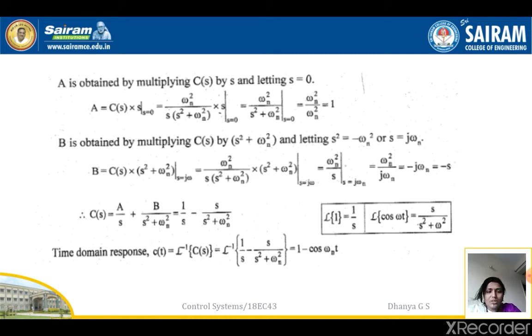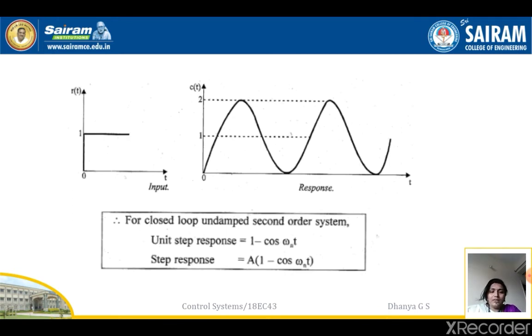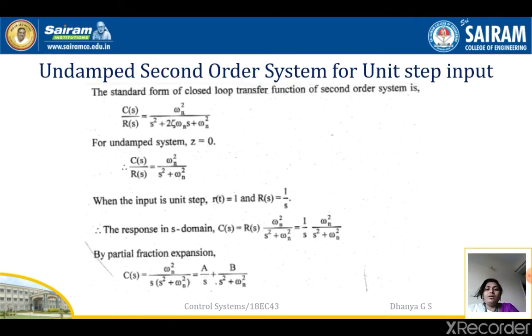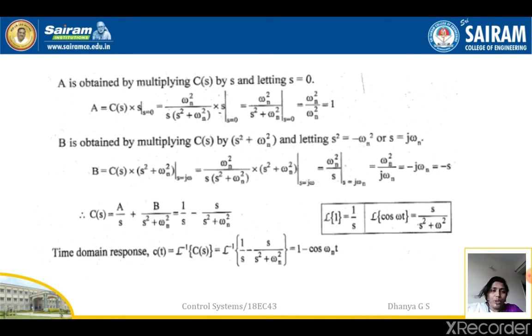Now what you have to do is take the inverse Laplace transform of the corresponding equation, so that you will get C of t, the time domain response. C of t is equal to inverse Laplace transform of C of s, which is L inverse of 1 by s minus s by s square plus omega n square. L inverse of 1 by s is nothing but 1, and L inverse of s by s square plus omega n square is cos omega nt. So the equation of C of t is equal to 1 minus cos omega nt. This is the equation of the undamped second order system for unit step input.